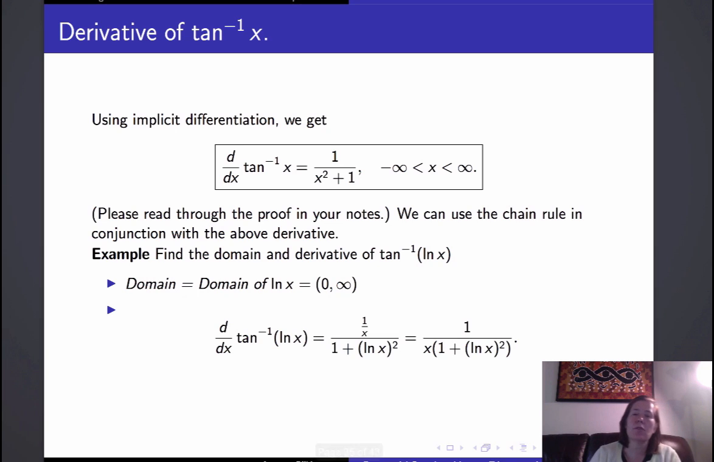And now its derivative we can calculate using the chain rule. So it's the derivative of tan inverse with respect to the natural log of x, which is 1 over 1 plus the natural log of x squared, times the derivative of the natural log of x, which is 1 over x. So tidying up a little bit, we get the derivative of our function is 1 over x times 1 plus the natural log of x squared.